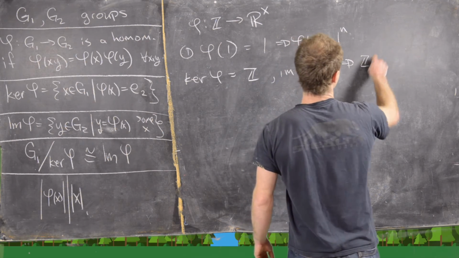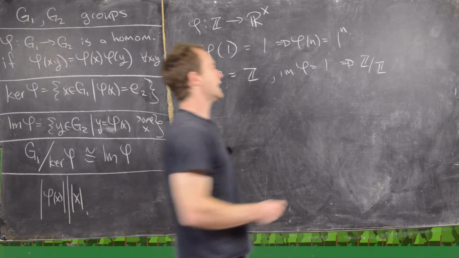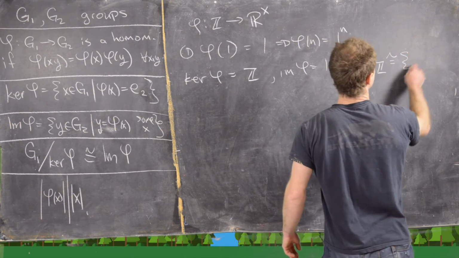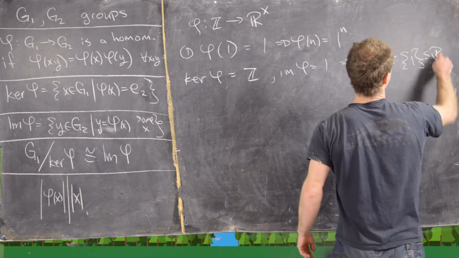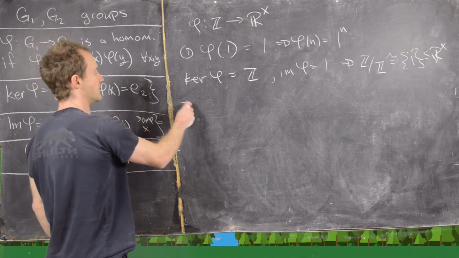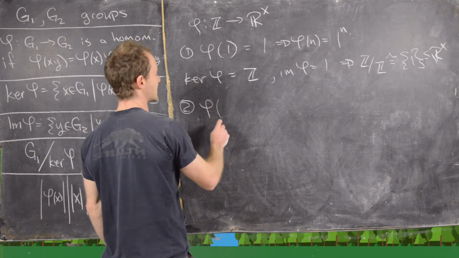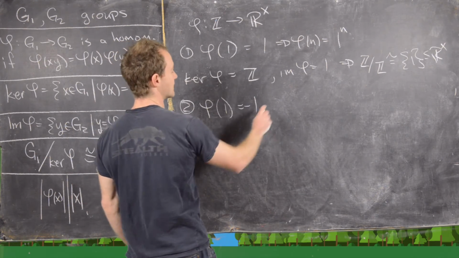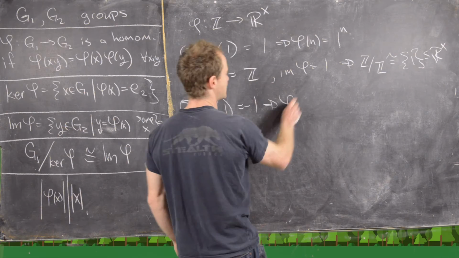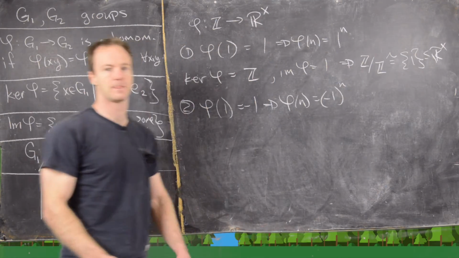So what we have here is that Z mod the kernel, which is all of Z, is isomorphic to this trivial group within the multiplicative group of non-zero real numbers. Okay, so that's one possibility. The next possibility is we could take phi of 1 to be negative 1, which notice that's the same thing as saying phi of n equals negative 1 to the n.